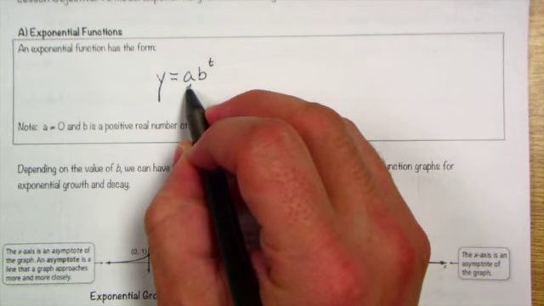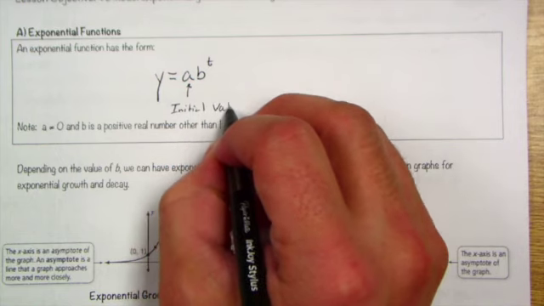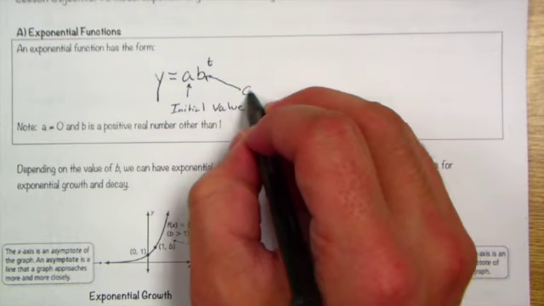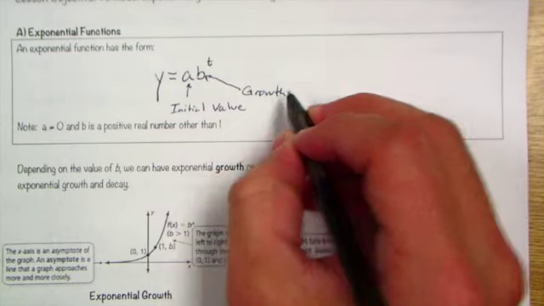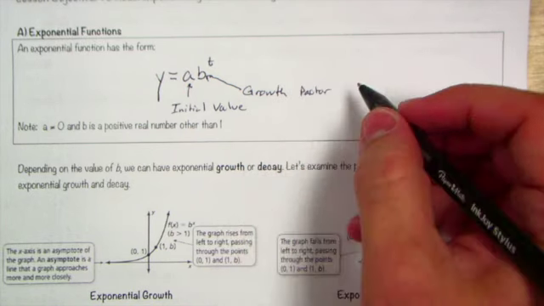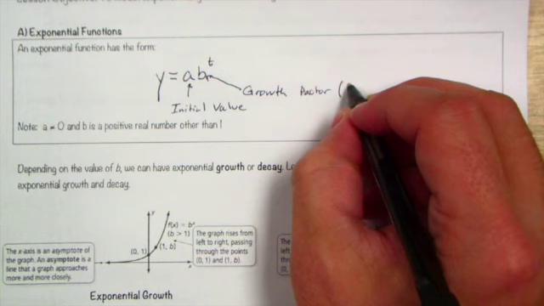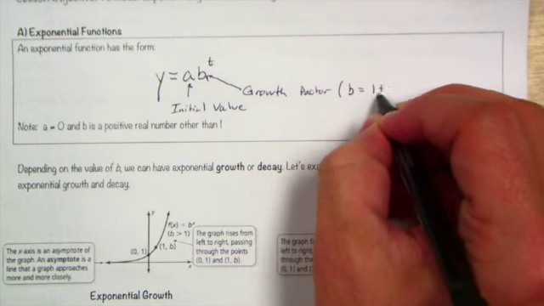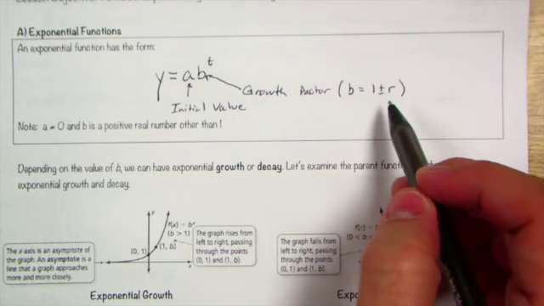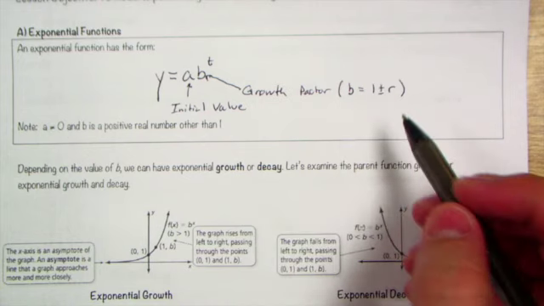A is your initial value. B, and this is something you're going to become familiar with here, is called the growth factor. And it'll always be b equals 1 plus or minus r, depending on how it's growing, and you're going to have this plus or minus.